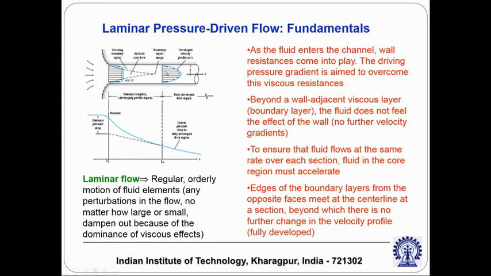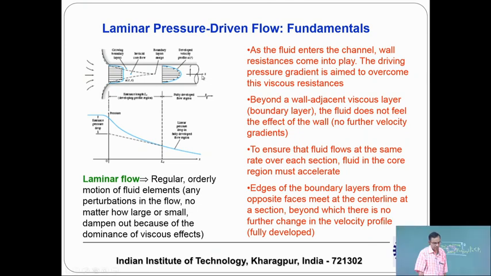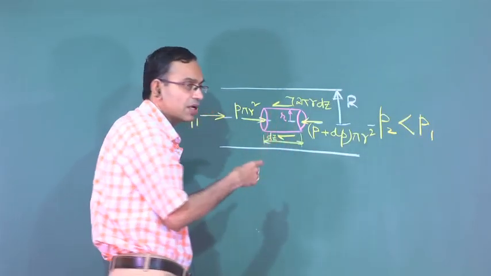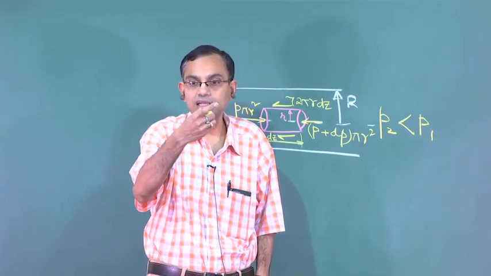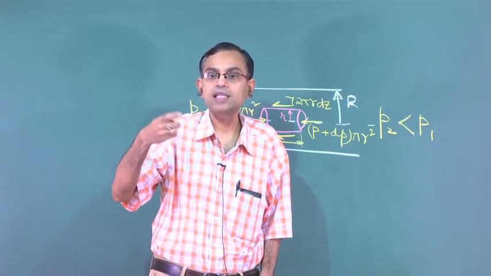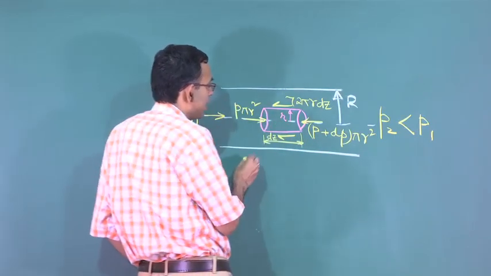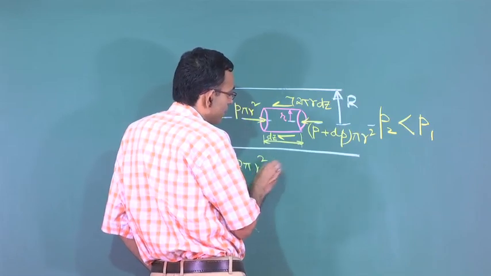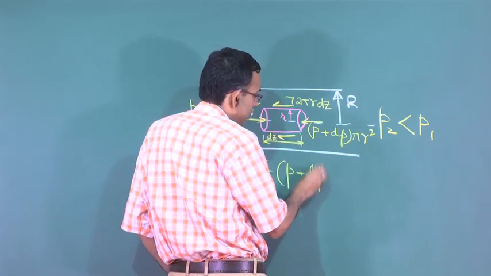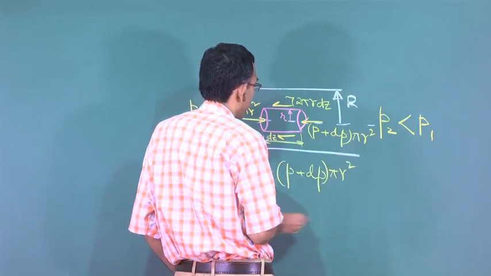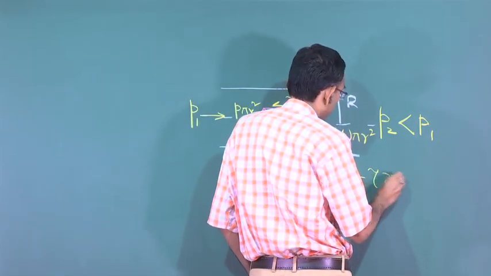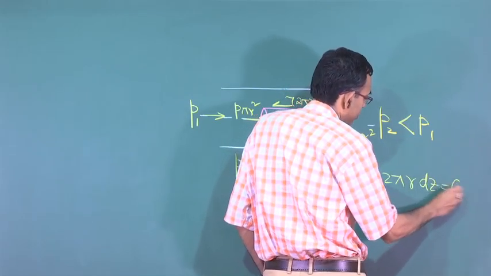So, if you see this velocity profile, this velocity profile will not change further with the axial position, and that means that all these forces are balanced, because if the velocity profile changes with the axial direction there will be an acceleration, and acceleration means there is an unbalanced force. So, here there is no unbalanced force, that means you can say that P into pi r square minus P plus dP into pi r square minus tau into 2 pi r dz is equal to 0.